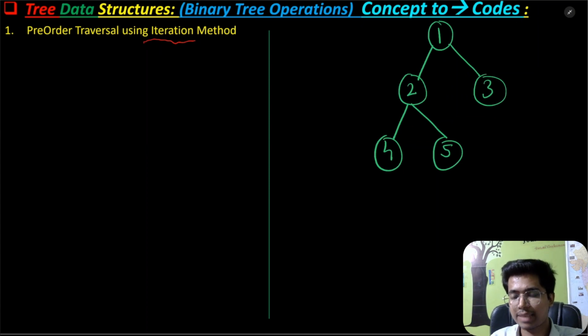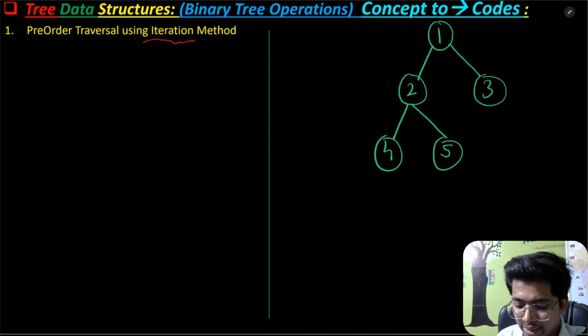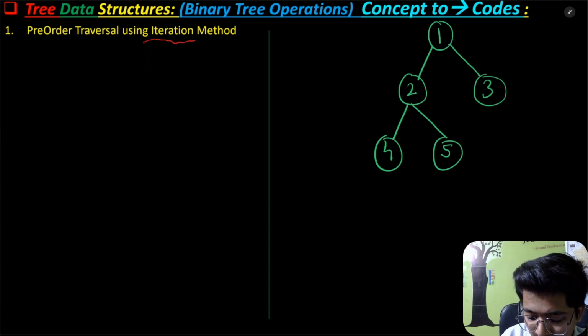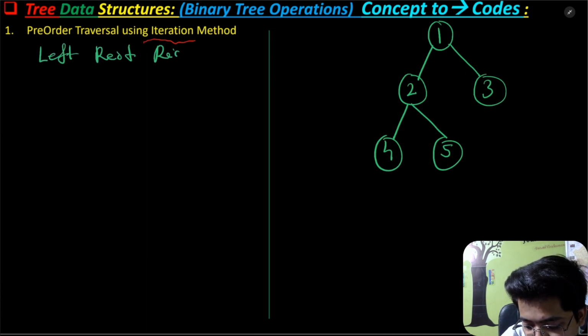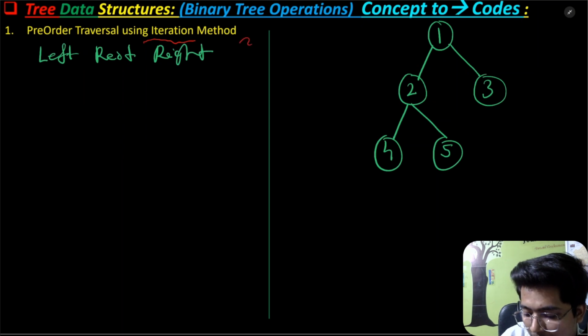So let's start understanding. What is pre-order traversal? First we should know this. The in-order traversal formula is like this: first we visit the left child, then we visit the root, and then we visit the right. This is applicable for in-order.